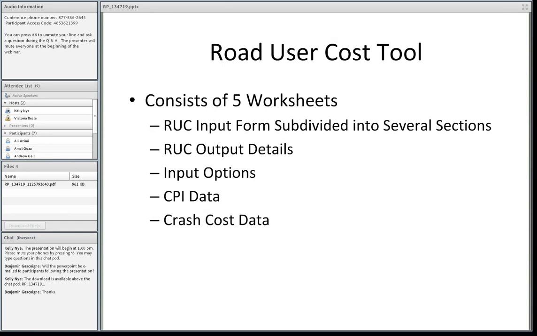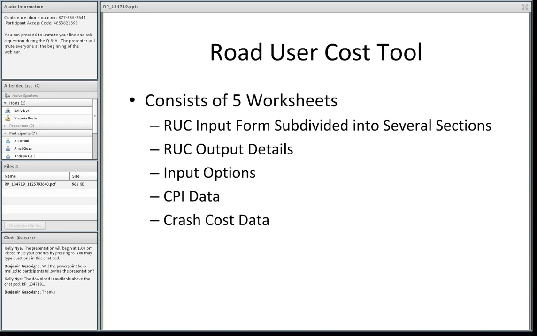The consumer price index data, which allows us to increase our values for travel time costs for passenger cars or trucks based upon the project year of construction. And then crash cost data, which is generated by the National Safety Council annually for the cost of economic and comprehensive crashes.